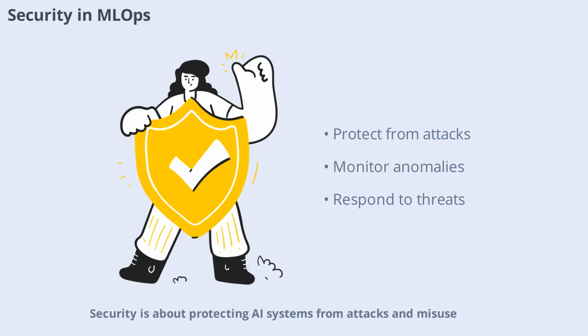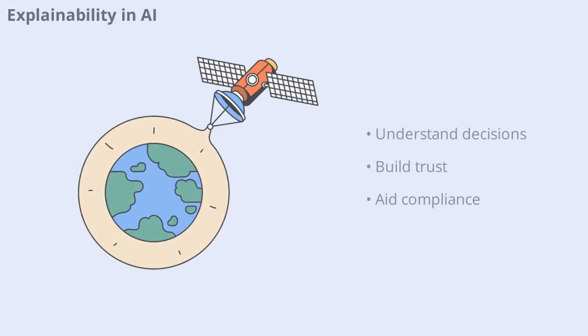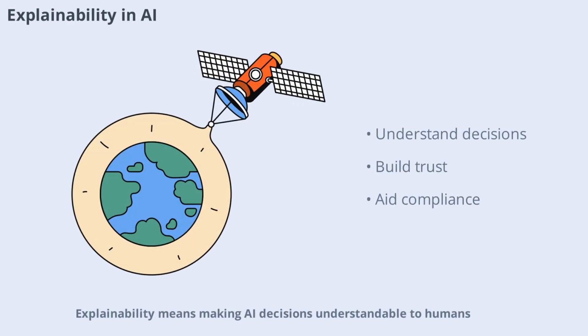Security is about protecting AI systems from attacks and misuse. This includes securing data pipelines, monitoring for anomalies, and responding to threats. Strong security practices are vital for maintaining the integrity and reliability of deployed models. Explainability means making AI decisions understandable to humans.